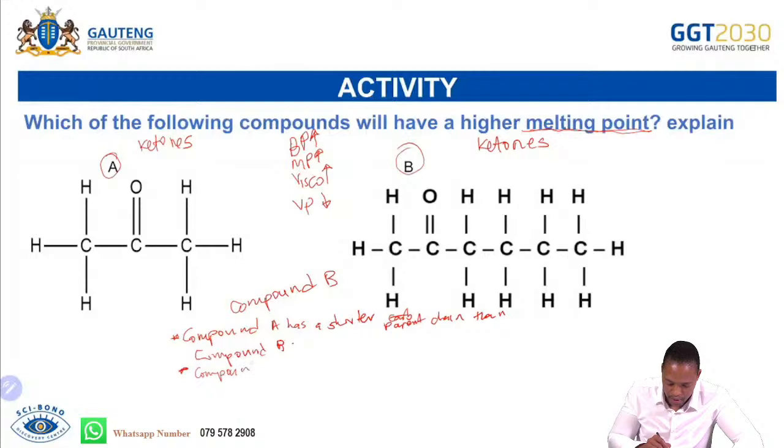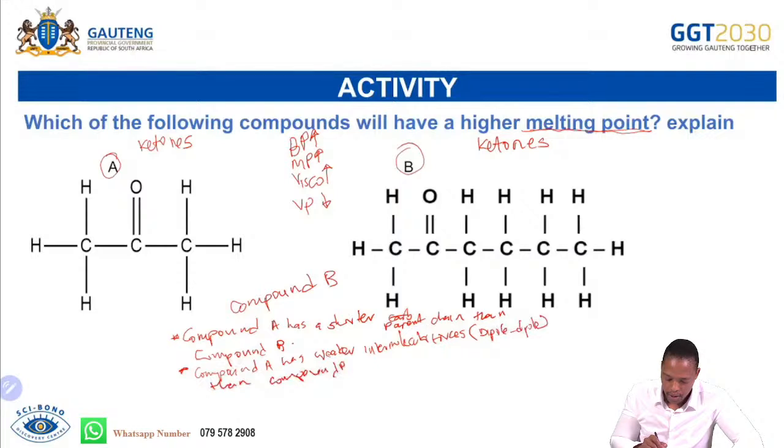I'm answering in terms of compound A. Compound A has weaker intermolecular forces. In brackets, I say those intermolecular forces are what? Dipole. Compound A has weaker intermolecular forces, dipole, than compound B. Remember, I am comparing.